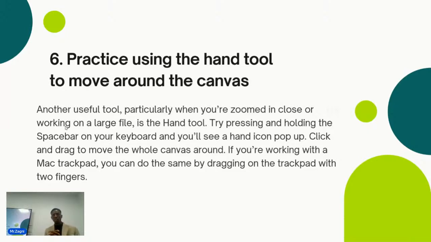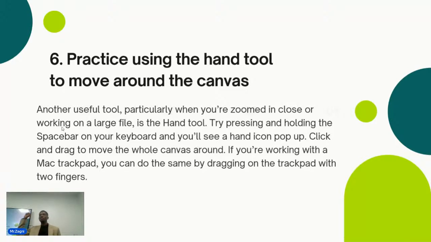All right, if we are done with practicing how to zoom in and zoom out, the next thing we're going to do is practice using the hand tool to move around the canvas. You'll see something like a hand on your page. It's useful when you're zoomed in close or working on a large file. So try pressing and holding the space bar on your keyboard now. When you press it, something like this will come up.